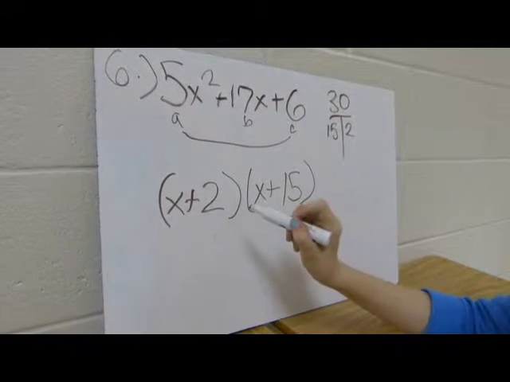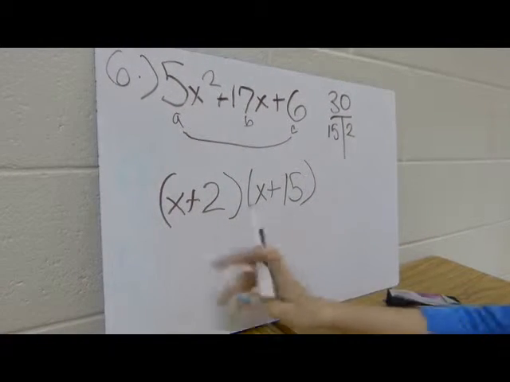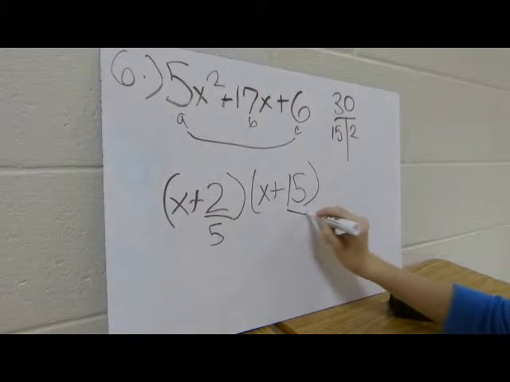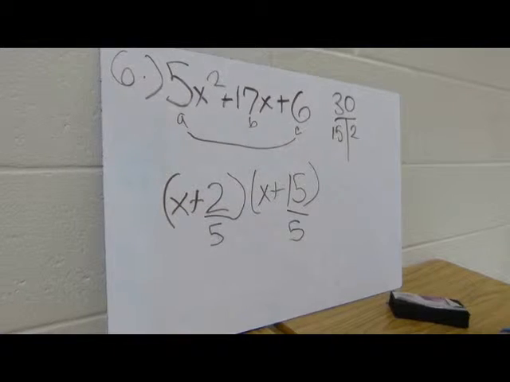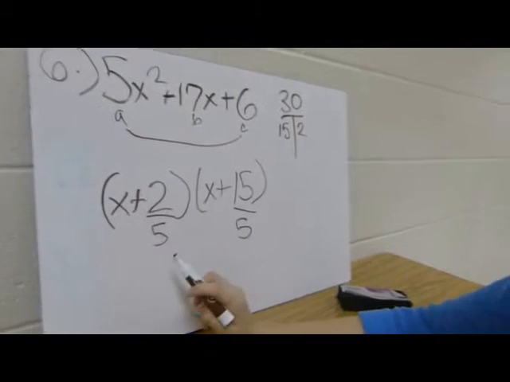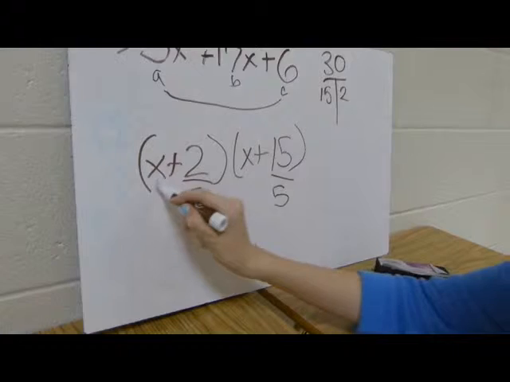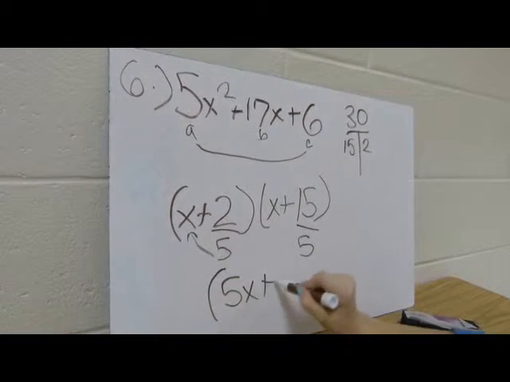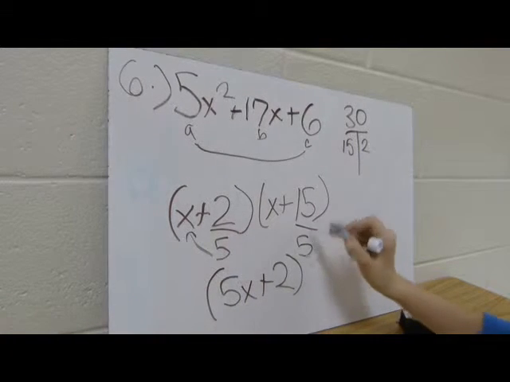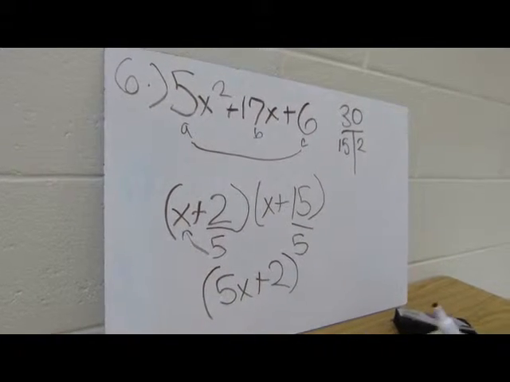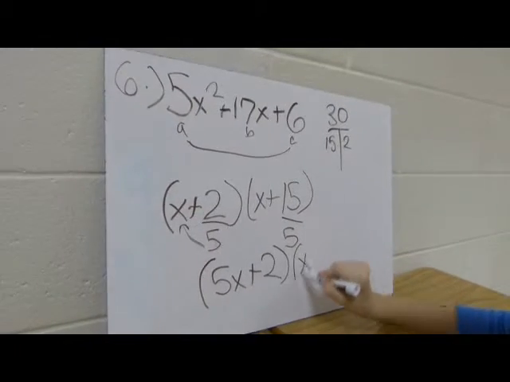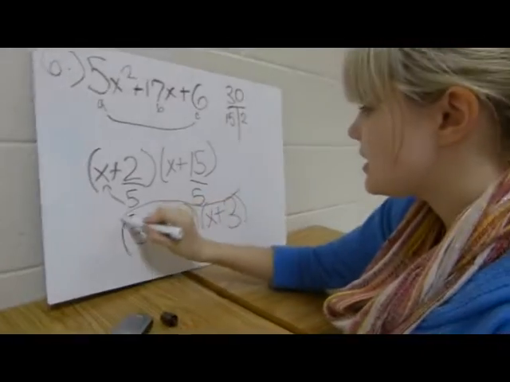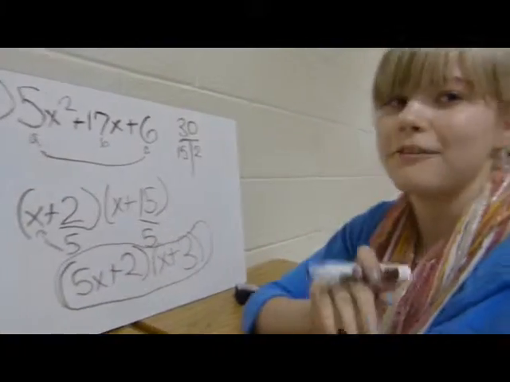And then you're going to divide it out by the A term, which is 5. Because 5 cannot go into 2 evenly, you just move it over to here. So it will be 5x plus 2. And 5 goes into 15 evenly, and it's 3. So we're going to write down x plus 3. And ladies and gentlemen, that is our final answer to our final question.